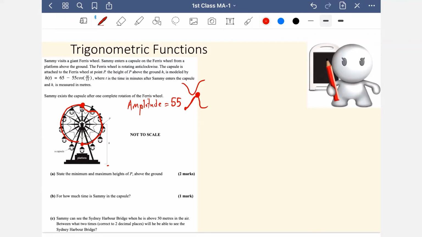Regardless, amplitude is 55. Remember, the amplitude is the distance away from its center. So distance is always a positive value. And what else do we have? Well, we have the vertical translation.